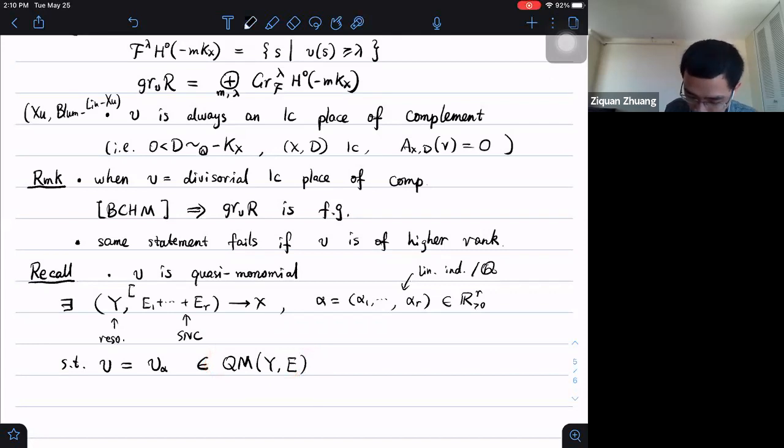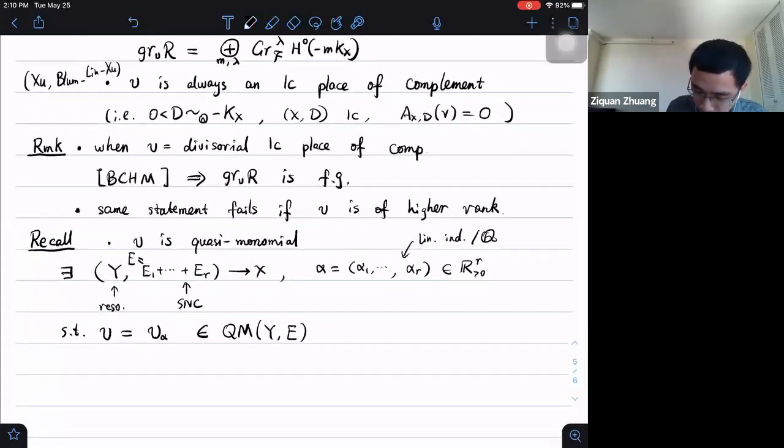Okay, so this is just a notation. And if you choose different weights, then you still get a valuation in this set. So the subscript here will stand for the weight. Okay, so I think this is all from the previous week.